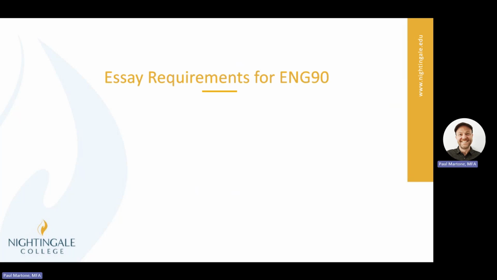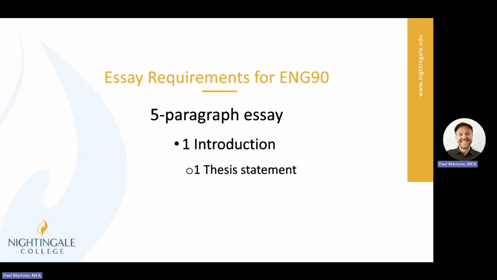Well, here are the essay requirements for English 90 using a 5-paragraph essay. The first of the 5 paragraphs is the introduction, and it includes your thesis statement. Typically, the thesis statement would be the first or last sentence of the introduction paragraph because it has more emphasis if it's placed in one of these two places. That's an effect known as periodicity. 3 body paragraphs. We'll talk about what they include. And finally, a conclusion paragraph for a total of 5 paragraphs.